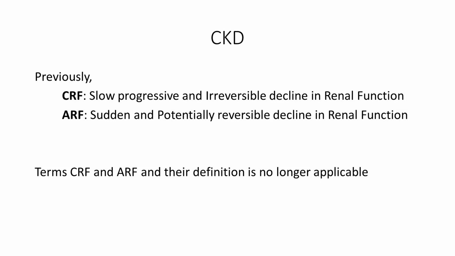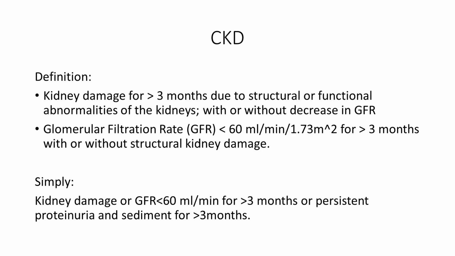We have already discussed acute kidney injury, and we have defined acute kidney injury. We have established the diagnostic criteria and stages of acute kidney injury. Today, we will be discussing chronic kidney disease in detail. Now, the previous definition of sudden and gradual and progressive loss of kidney function is no more valid. Now it is defined as kidney damage for more than 3 months.